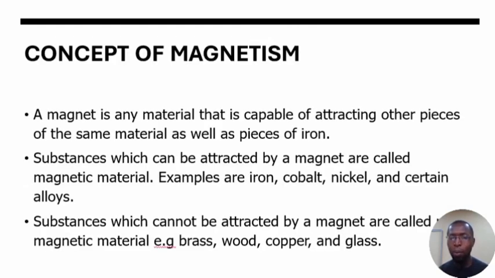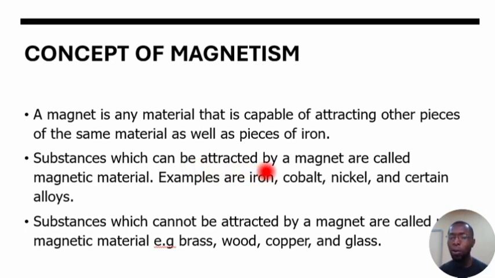Of course, when we talk about magnetism, we must talk about the root word magnet. A magnet is any material that is capable of attracting other pieces of the same material as well as pieces of iron. So any material that can attract another same material or attract a piece of iron is known as a magnet. And we have some substances that can be attracted by a magnet.